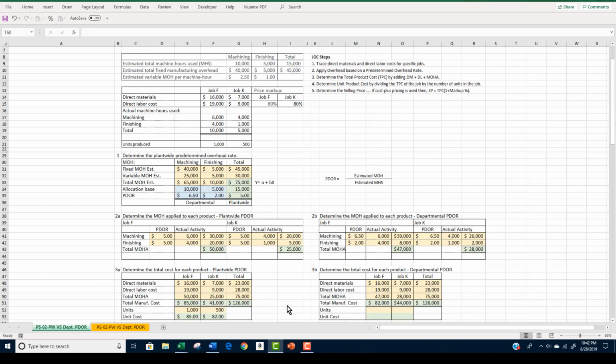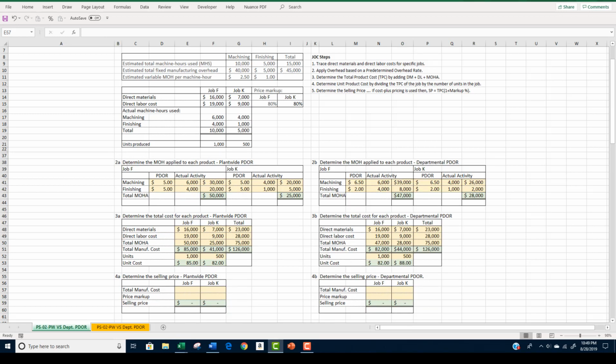Again, the cost per unit is determined by dividing the total job cost by the number of units in the job. For job F, we divide the total cost of $82,000 by 1,000 units in the job. The unit cost for job F is $82. For job K, we divide the total manufacturing cost of $44,000 by 500 units in the job to get a unit cost for job K of $88.